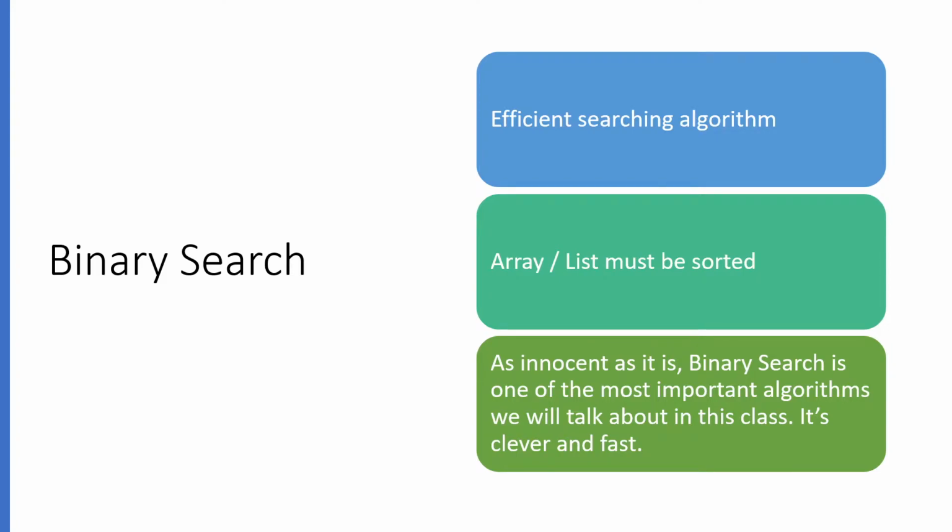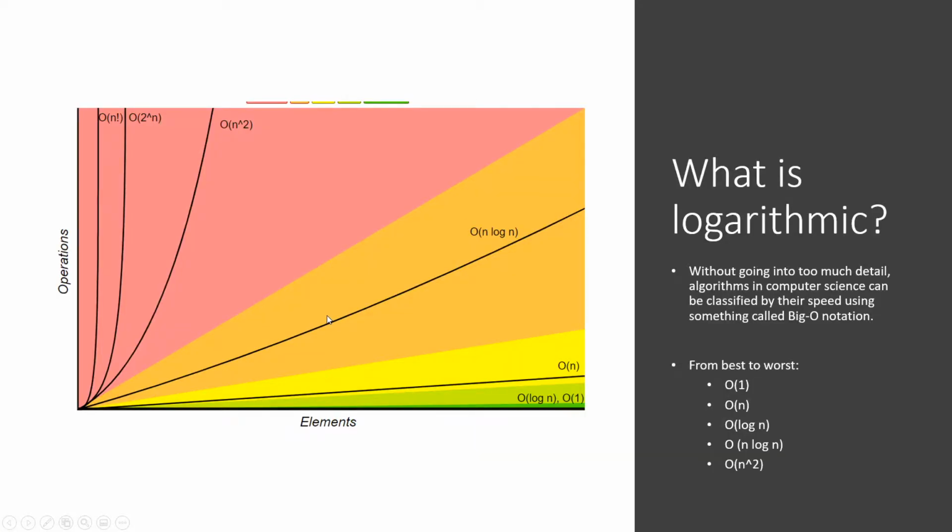So when we say it's fast, we're going to need to compare it to something else. So without going into too much detail, we should really talk about how fast algorithms are in general. Algorithms in computer science can be classified by their speed using something called the big O notation. Now, the point of this slide is to just introduce big O notation. We're not really going to delve into it too deeply.